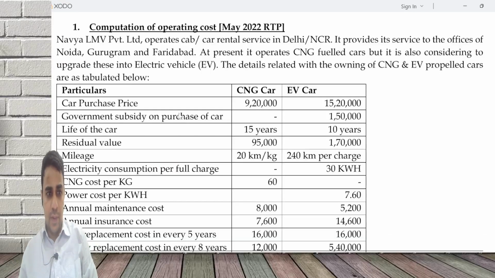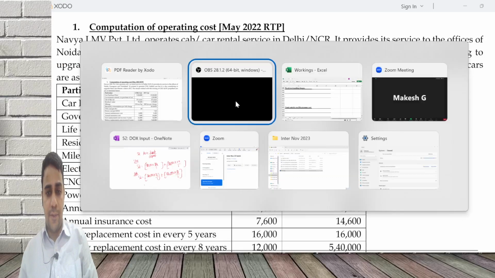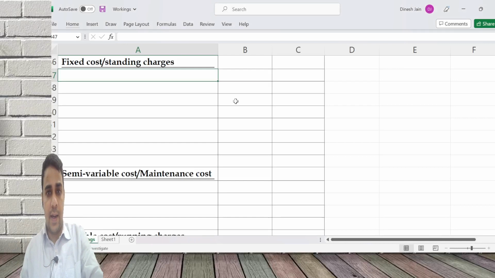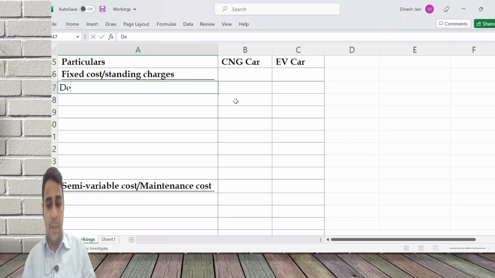Let's continue now. So we have different categories of cost. We are required to categorize them and calculate per month numbers. Our calculation is going to be for a month only. All computation is for a month. Let's start with first depreciation.